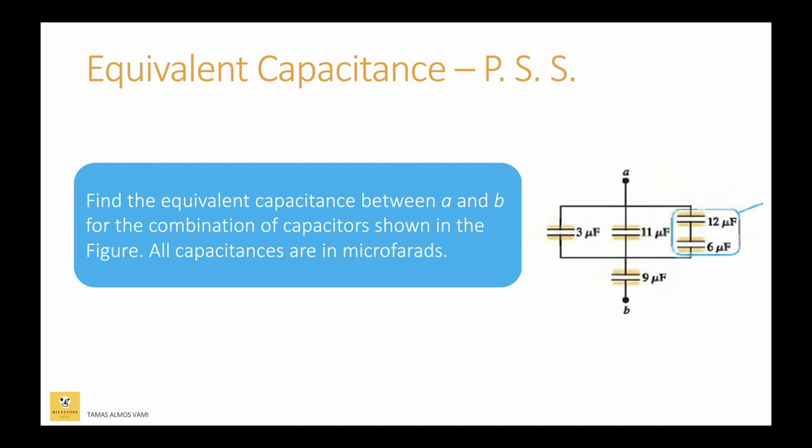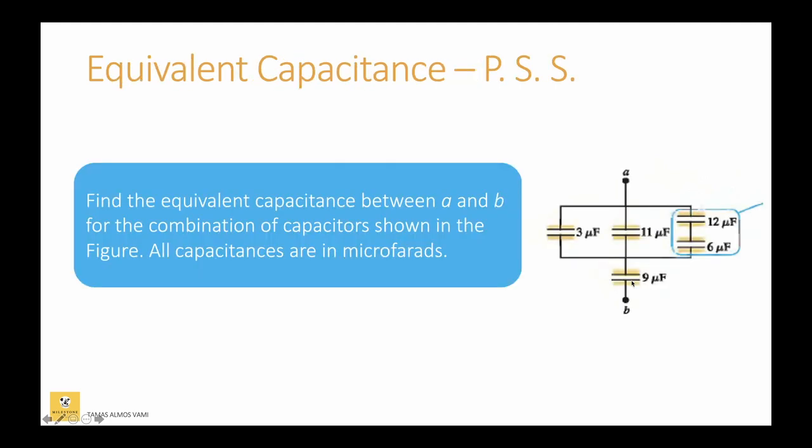So a little problem, which I'm not really going to solve, it's somewhat simple. We are looking for the equivalent capacitance between A and B. So we have both parallel and serial connections here. We are given the capacitances to be 3 microfarad, 11, 12, and 6, and then 9.